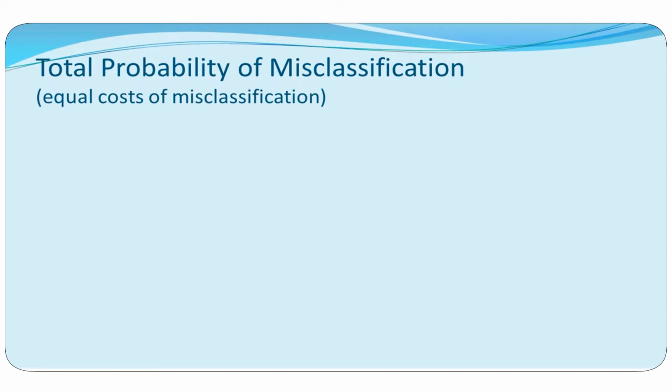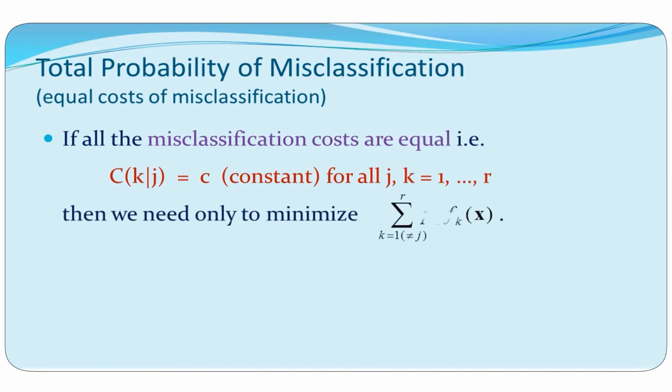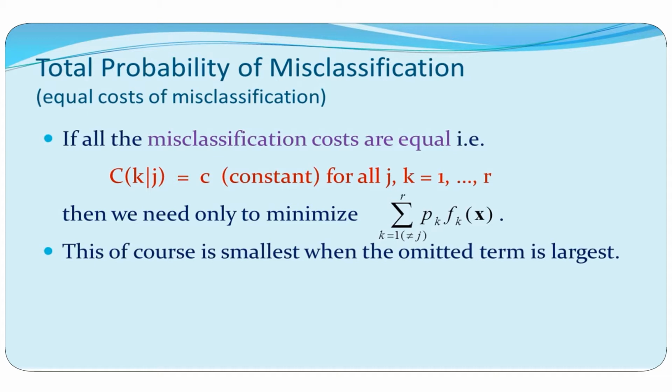This assumes that the cost of misclassification is equal for all the groups. So if it's equal for all the groups, then it can be taken as a constant, and this constant actually negates each other, so we need not bother about this constant anymore. And if we do that, then we only need to minimize pk into fk(x), because C is now constant and we can rule that constant out. This is of course smallest when the omitted term is the largest.